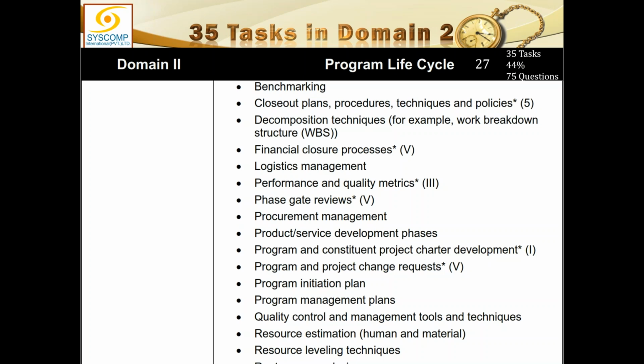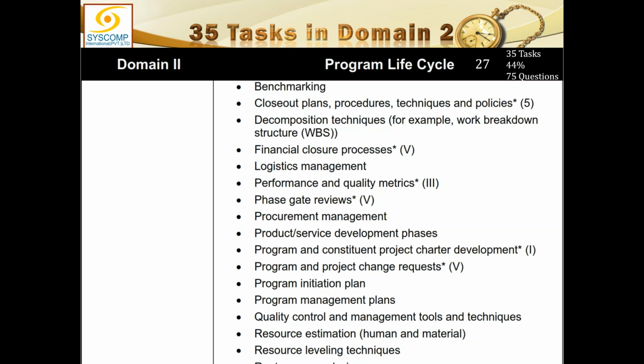Financial closure processes, you must know. Logistics management. Nowadays, we talk a lot about supply chain management. A little knowledge about logistics and supply chain would take you a long way. Performance and quality metrics, phase gate reviews. I hope you are aware of the phase gates. Can I ask you, what do you understand by phase gate reviews?